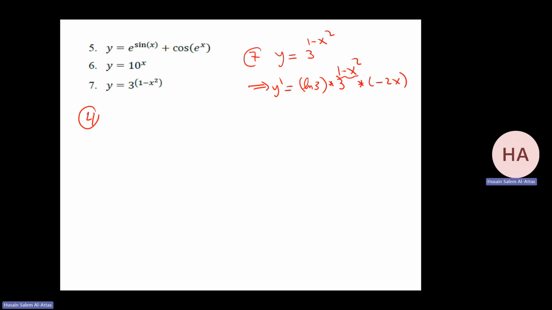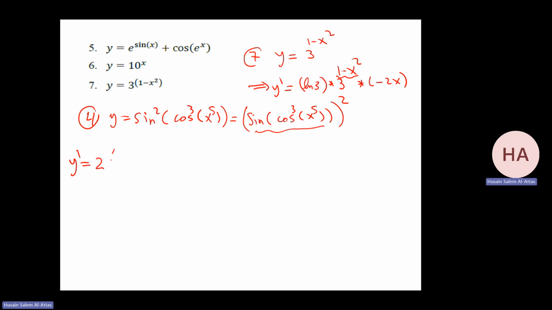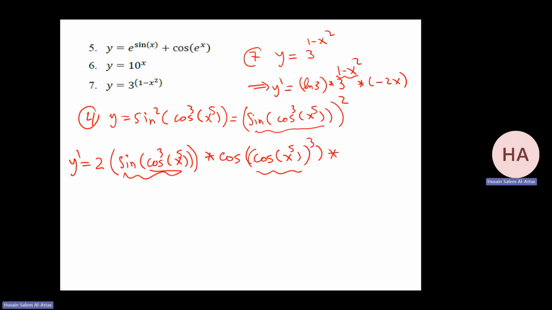Okay, let me do 4 now. y equals sine squared of cosine cubed of x to the power 5. If you look at it, this is sine of cosine cubed x to the power 5, all squared. So you have something squared. So y prime will be 2 times the thing, times the derivative of this. This is sine of u, so it will be cosine of u, cosine cubed of x to the power 5, times the derivative of this. I have something to the power 3.